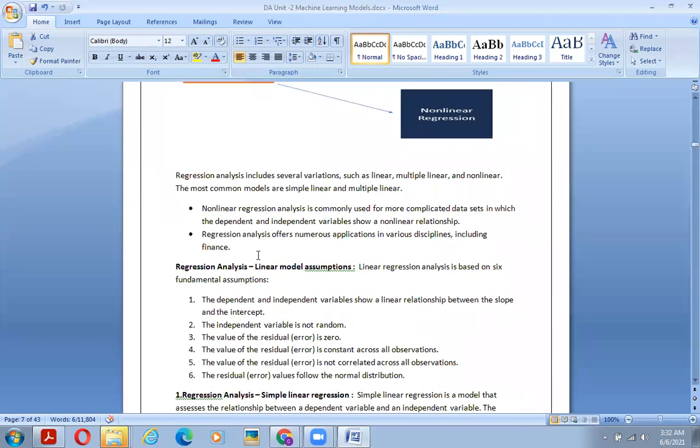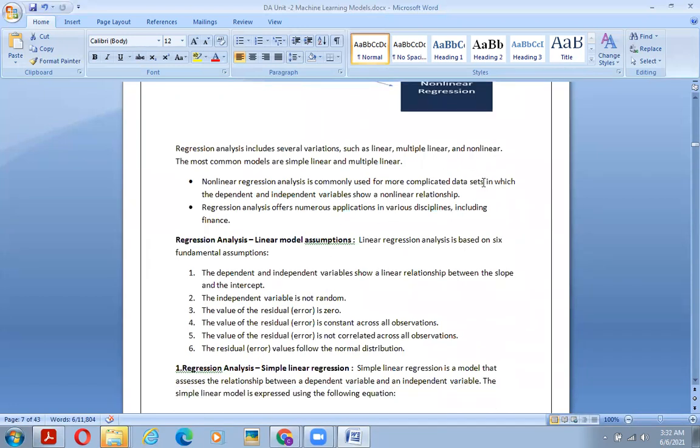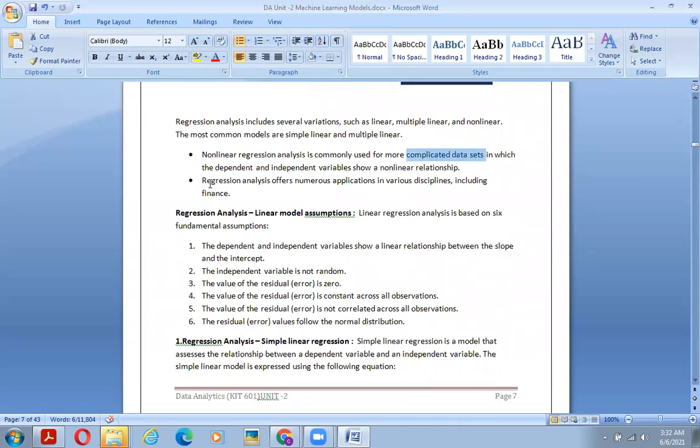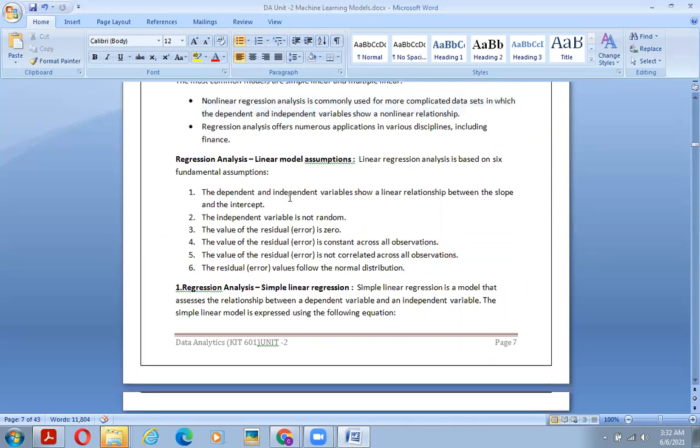So we understand that there are several variations of regression analysis, such as linear, multiple linear, and non-linear. The most common models are simple linear and multiple linear. Non-linear regression analysis is commonly used for more complicated data sets, in which dependent and independent variables show a non-linear relationship. The regression analysis offers numerous applications in various disciplines, such as finance.